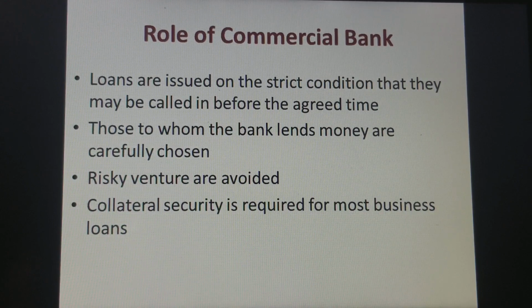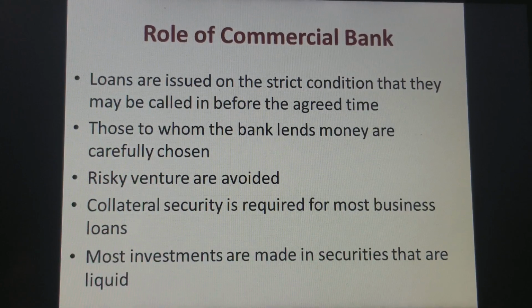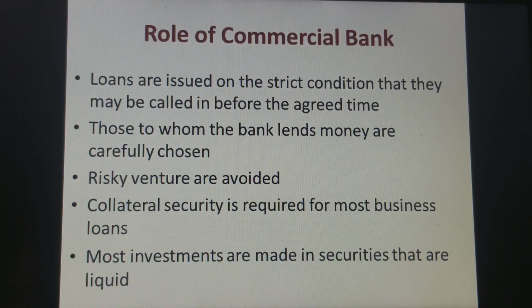4. Collateral security is required for most business loans. And we spoke about collateral again. Any asset that is used as a means of security, as an alternative in case the loans are not able to be paid, then the bank will take ownership of that asset. 5. Most investments are made in securities that are liquid. Now, this word securities used here is different from the one used in the sentence above. Most investments are made in securities.